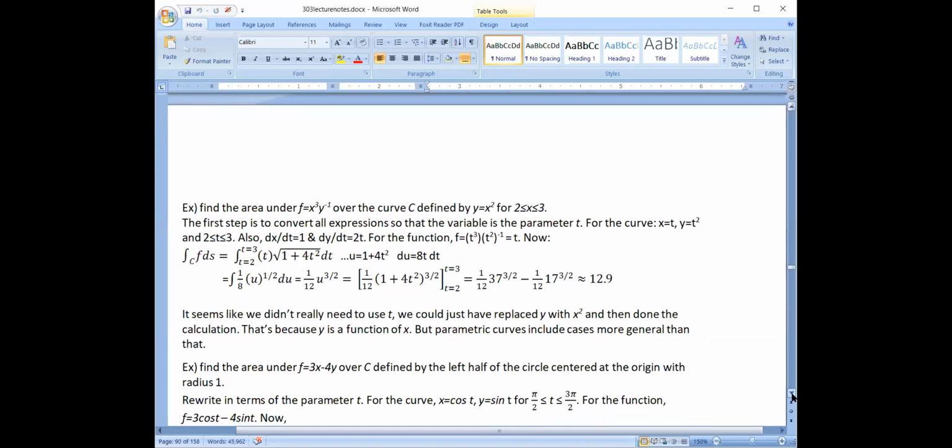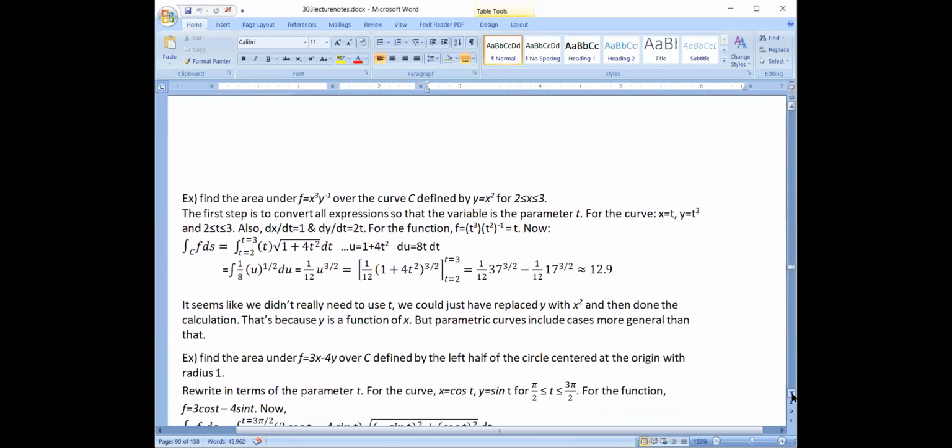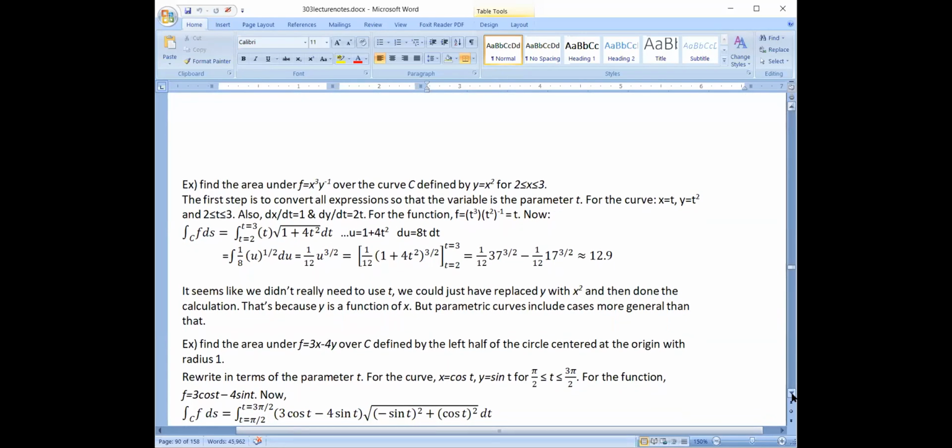So now we know that f is just 3 times cos t minus 4 times sine t. Okay. And now we go to our line integral, our scalar line integral formula. So the scalar line integral is just the integral over the curve of f ds. So what does that mean?